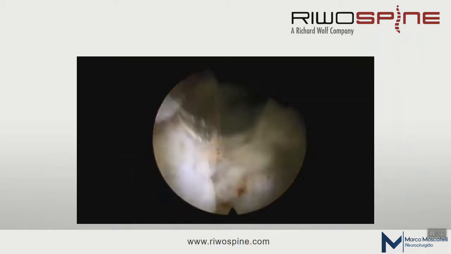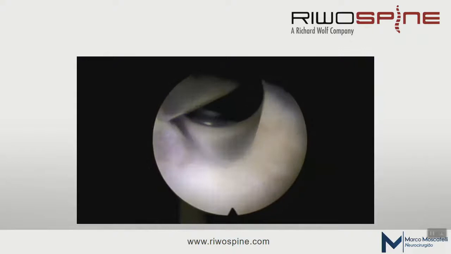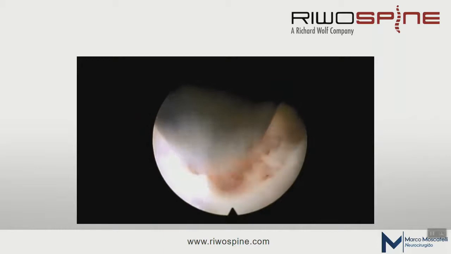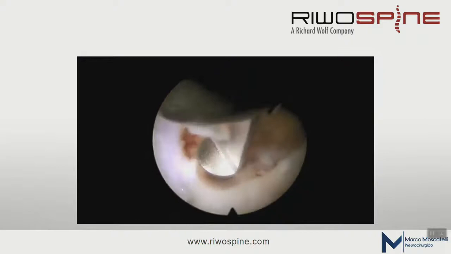Here I am using the punch to remove the flavum ligaments, and after opening the lamina, we started side opening with the shaver and punch, noting the intimate contact of the bone structure with the neural structures. So dangerous is this step of surgery.